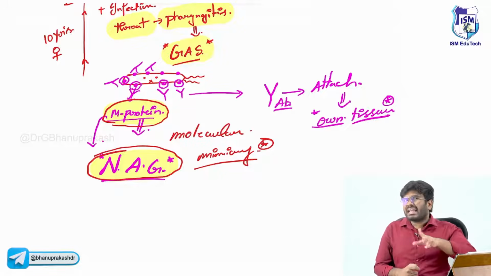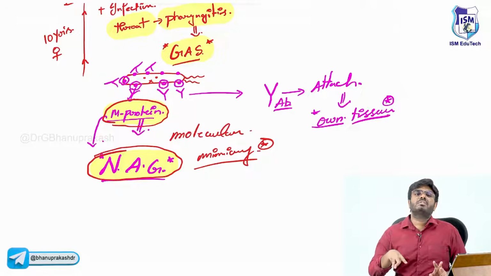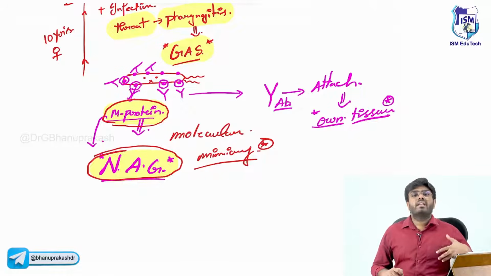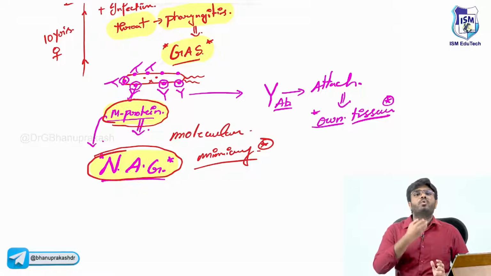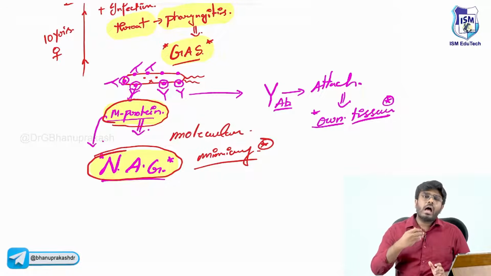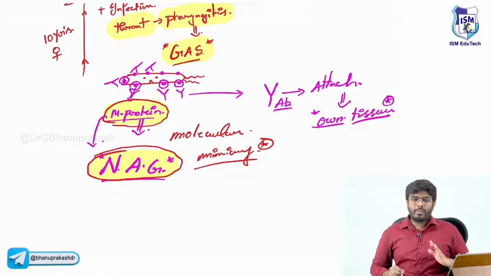3% of the individuals, unlucky fellows, who are living in poor, unhygienic conditions in underdeveloped countries, will develop acute rheumatic fever. If 100 individuals get group A beta hemolytic streptococcal pharyngitis, out of 100, 3 people will develop rheumatic fever.